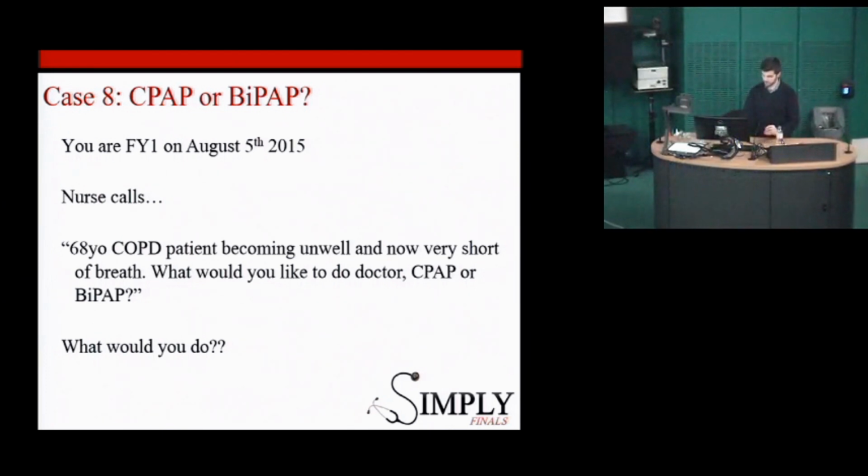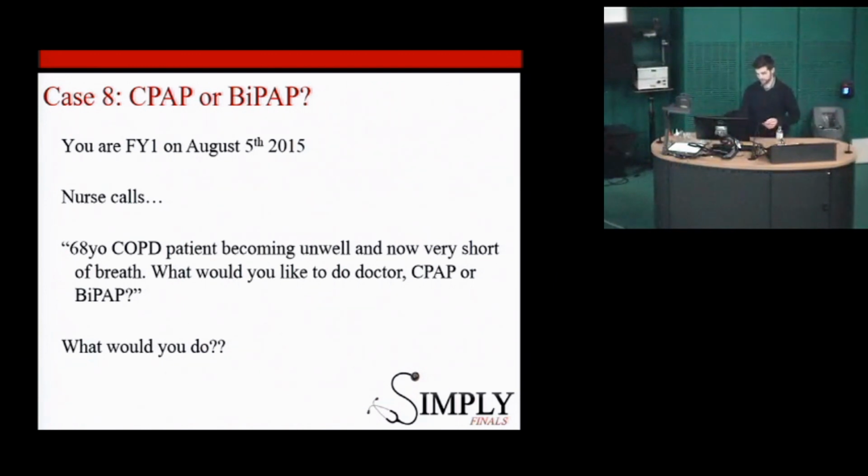So a nurse calls you on the 5th of August 2016, which is your first day. A 68-year-old COPD patient, unwell, is now short of breath. Doctor, should I give CPAP or BiPAP? What would you do? Hands up for CPAP. Hands up for BiPAP. Hands up for something else. Yeah, you're right. Cakes for all of you.